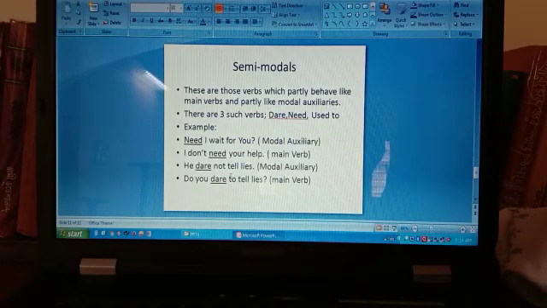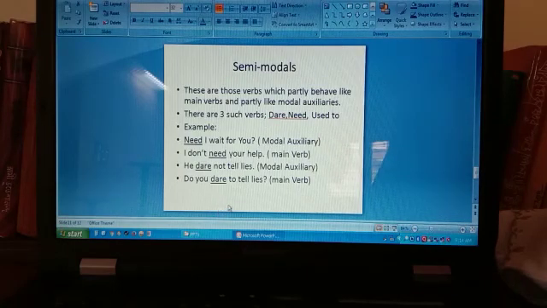Now we are coming to the third classification, that was semi-modals. What are semi-modals? These are those verbs which partly behave like main verbs and partly like modal auxiliaries. There are three such verbs: dare, need, used to. Let us see, use them in sentences.